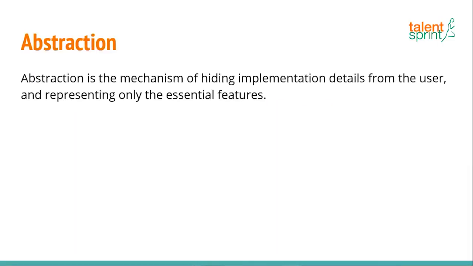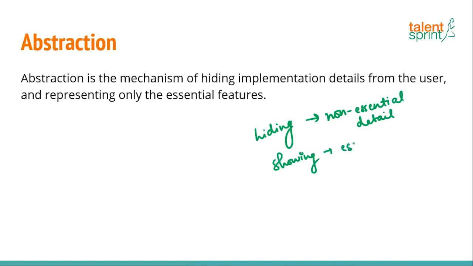Abstraction is the mechanism of hiding implementation details from the user and representing only the essential features. So basically, we are hiding the non-essential details which we don't have to bother about, and we are showing only the essential details or the useful features to the user. Now, how do we do that?